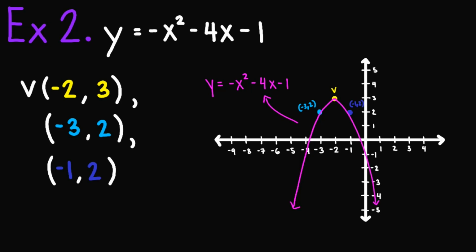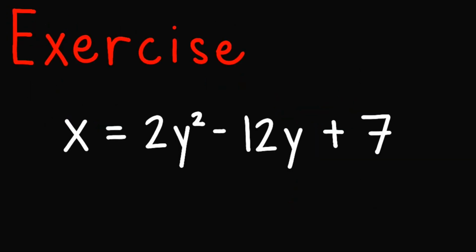So I hope you got that one correctly, and I hope you enjoyed and learned from this video. To formally end this, here's an exercise that you can try to work on. We have x equals 2y squared minus 12y plus 7. I put this out here since this one is kind of tricky, since this one is a parabola that is oriented horizontally.